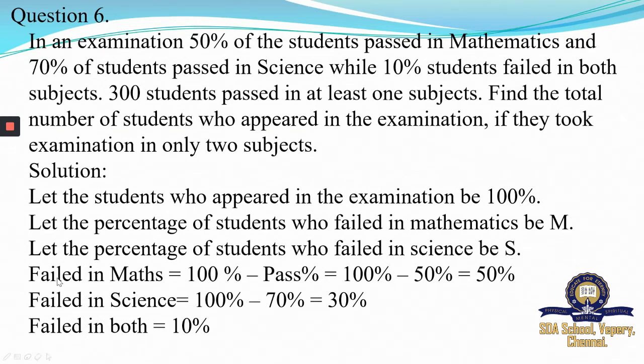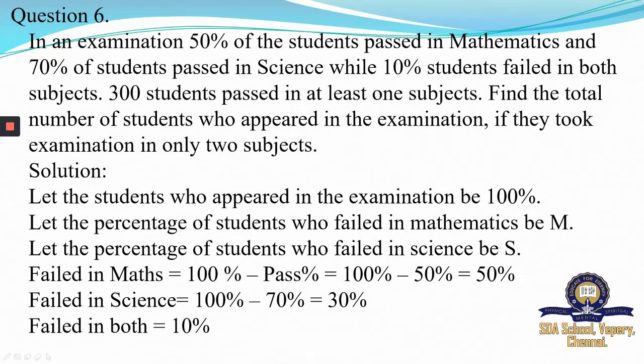Okay, so the percentage of failures in maths, how can we find? We can find with the help of 100% minus the pass percentage. Am I right? 100% stands for the total. Total is 100%, out of which if you take off the pass percentage, you will get the fail percentage, right? So how much is the pass percentage for math? It is 50, correct? So 100% minus 50% will give me 50%.